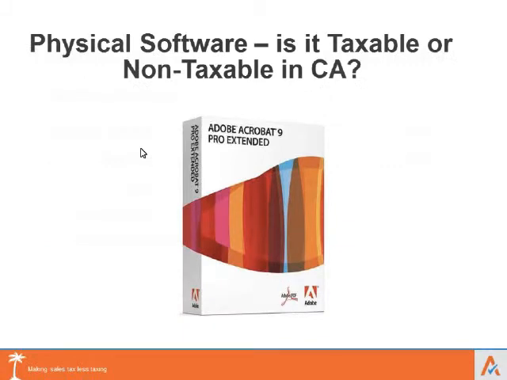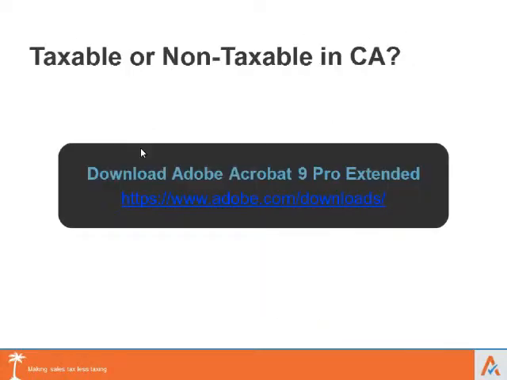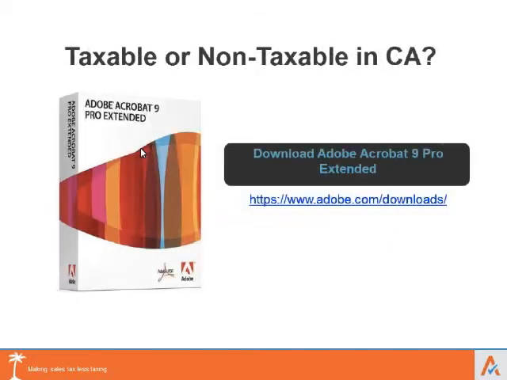Okay, so what about physical software? Is physical software that you buy taxable or non-taxable in California? It's taxable. If you download the same software, but it's in digital form, taxable or non-taxable? It's non-taxable. But now let's put both of those together. You have the physical software and then you've got the digital download. You buy them together in the state of California, it's now taxable.